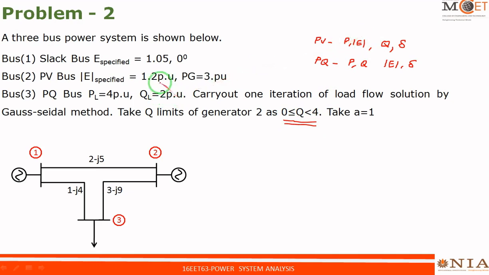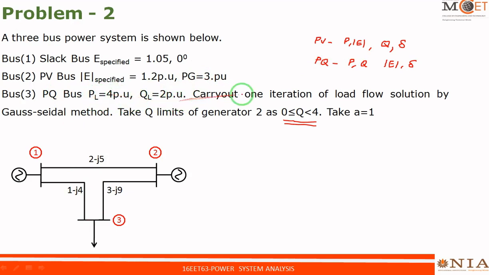So, in the given problem, bus 1 is a slack bus and E is specified as 1.05 angle 0, and bus 2 is a PV bus. E is specified as 1.2 per unit and the power generated P is given as 3 per unit, and bus 3 is a PQ bus which has real and reactive power of 4 per unit and 2 per unit respectively.